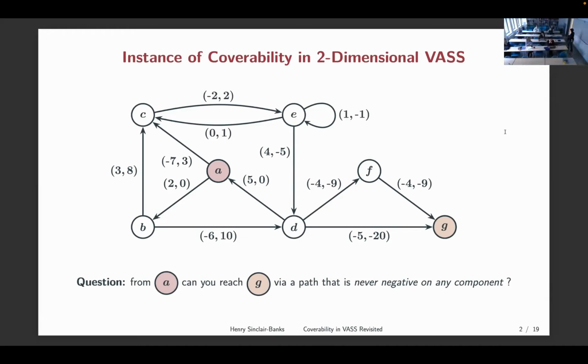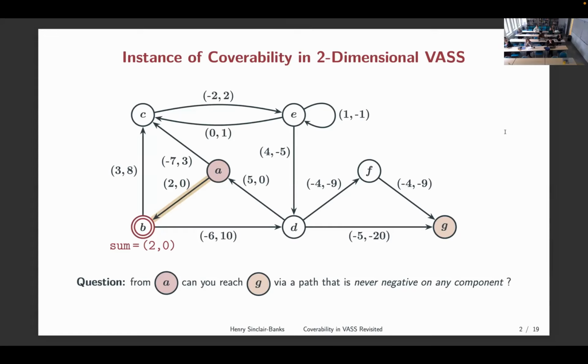Very nice. When I say never negative, what I mean is I'll start with counter values on the first and second components. They'll start with 0, 0. And when I take a transition, I'll add component-wise to the vectors. So notice from A, I could either go to C or I could go to B, but I can't validly go from A to C directly because I'd subtract 7 and I'd get a negative value on the first component, and that's not allowed. So for a valid configuration, I would have to go over to B. And when I go to B, I'll have values 2 and 0.